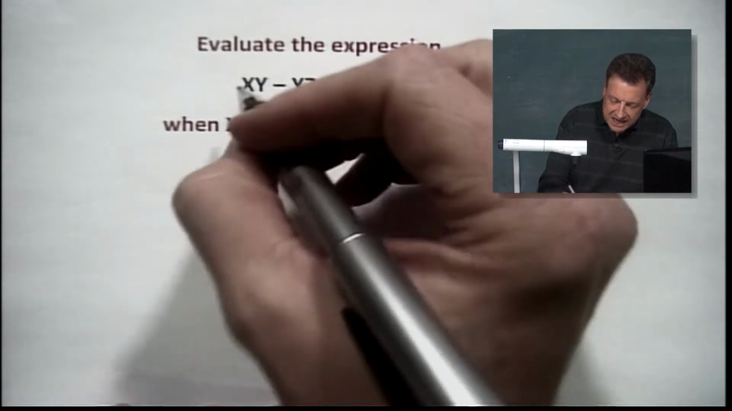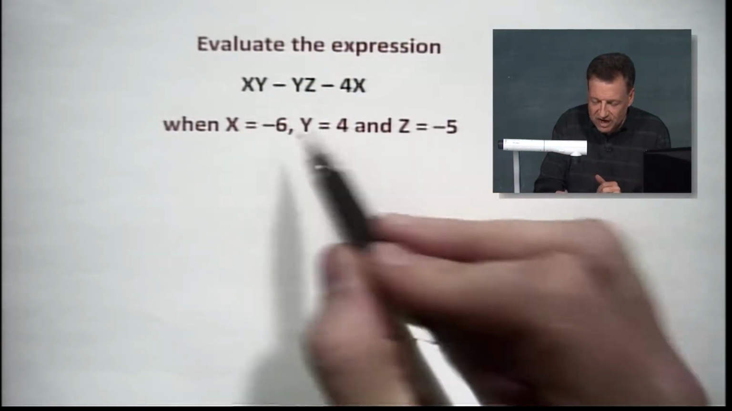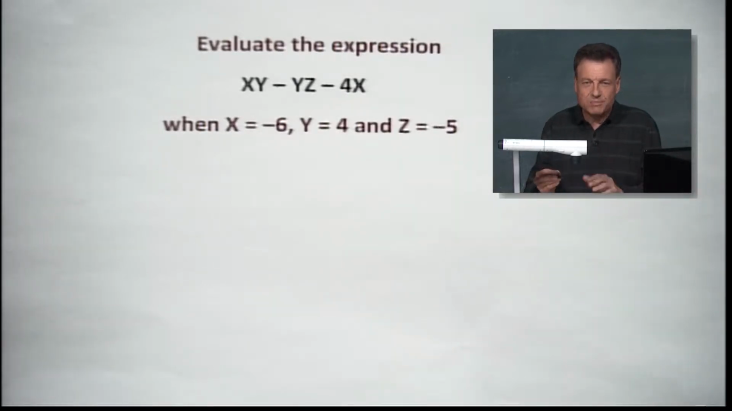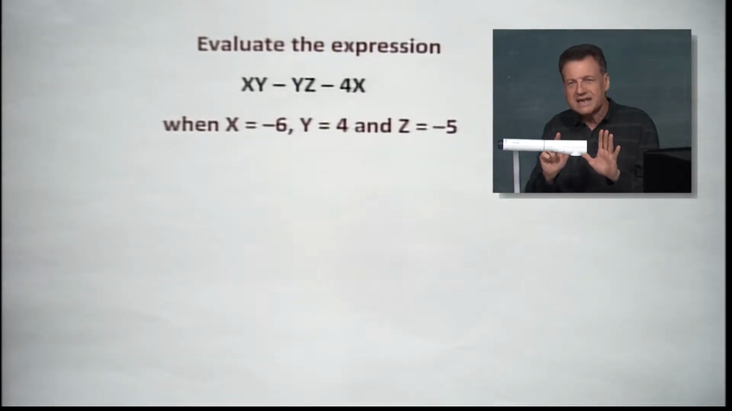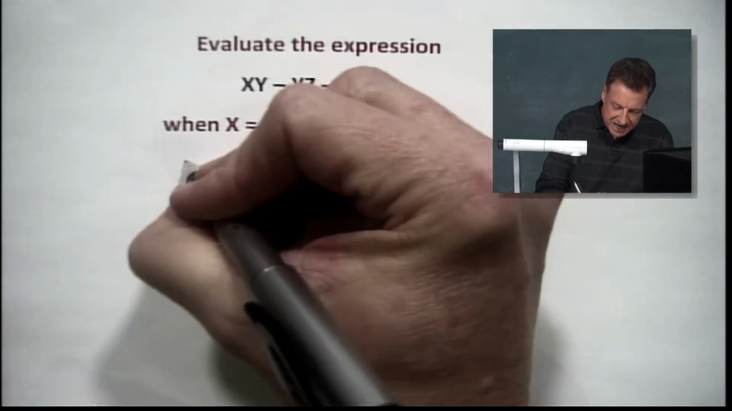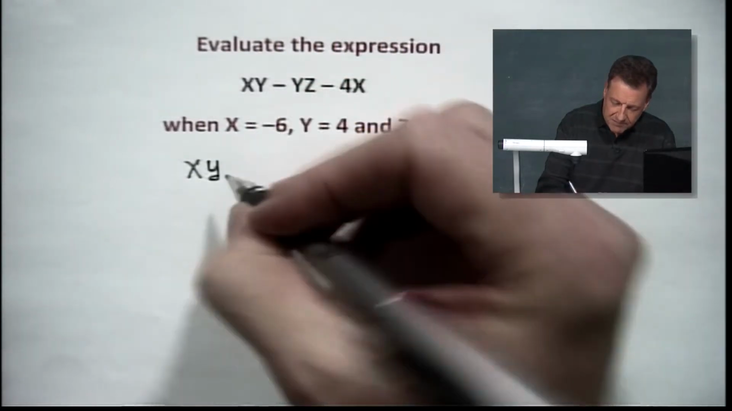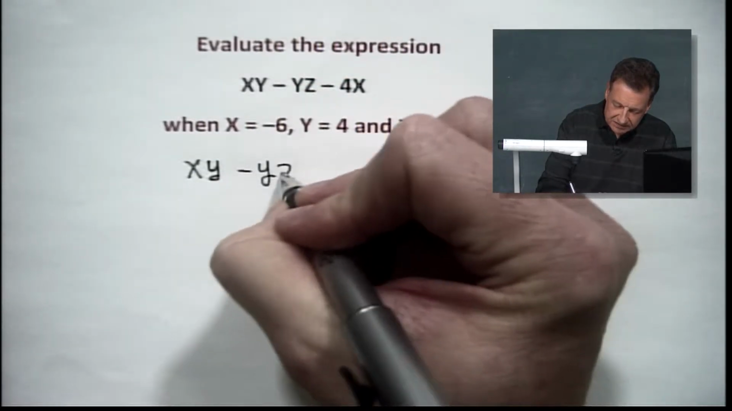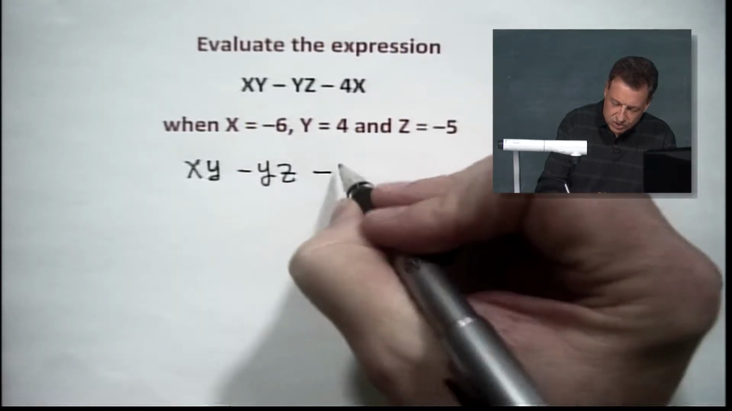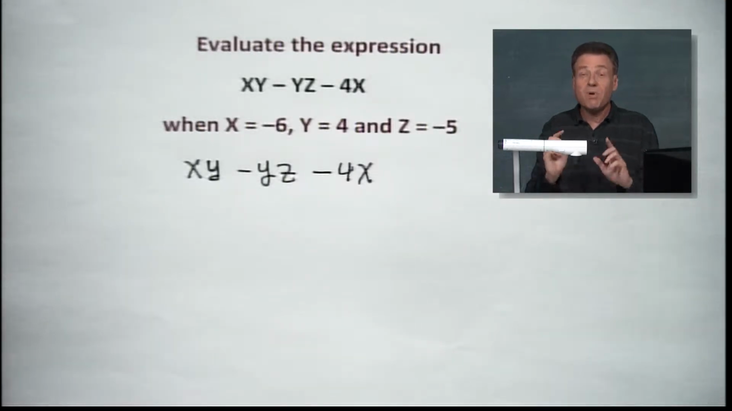As I said, an evaluation simply means we're going to replace the values for x, y, and z and see what this expression becomes. Now, I'll give you a chance to write it out at home, whether you're watching this online or live today. Let's write it down here: xy minus yz, and we'll subtract 4x. And again, remember xy and yz mean we multiply.